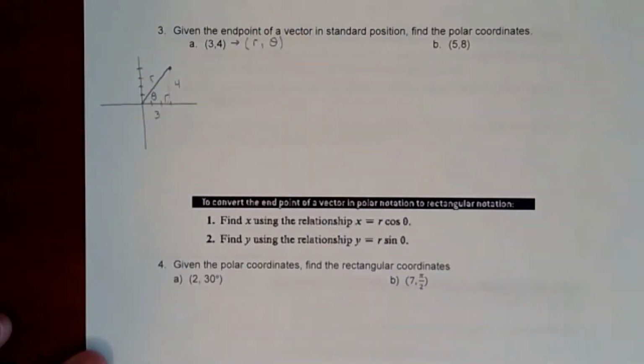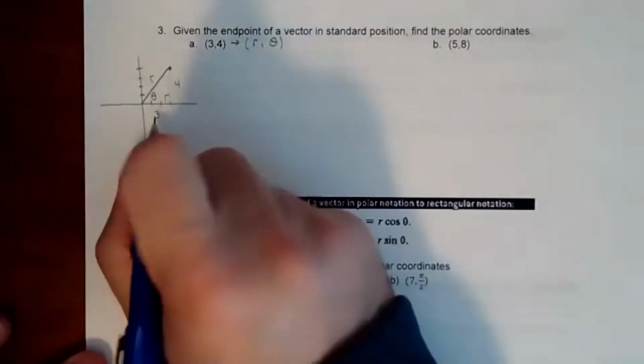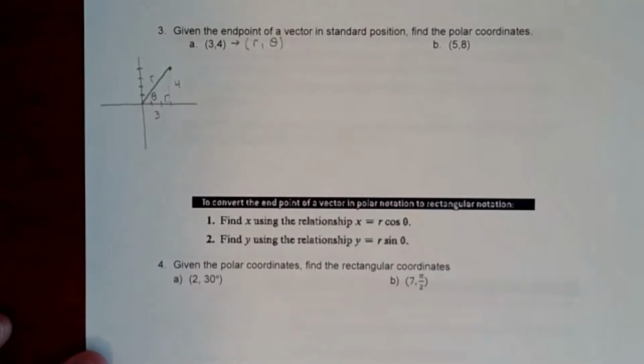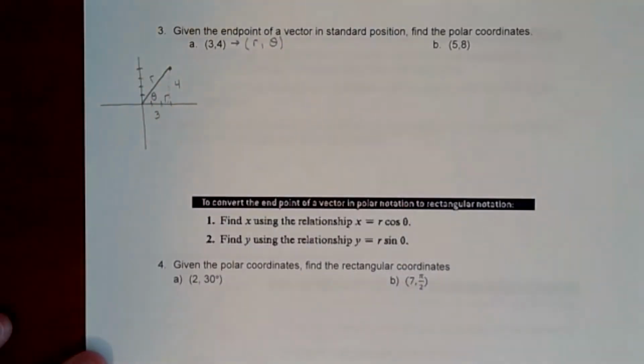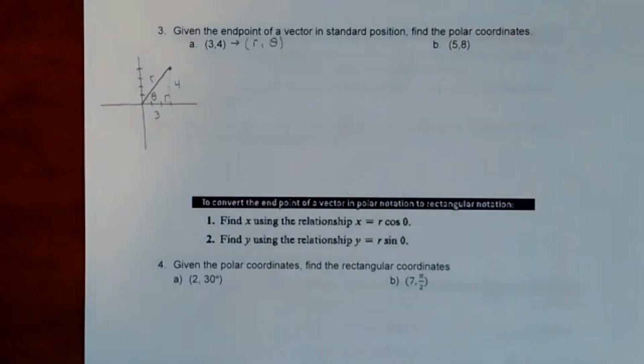Okay. So what can we use to find the radius, the hypotenuse? We know the 3 and the 4. How can we find the missing hypotenuse here?